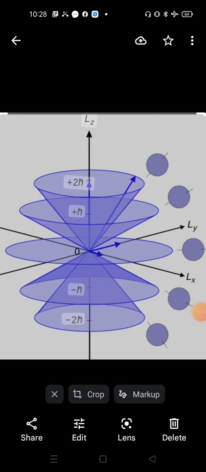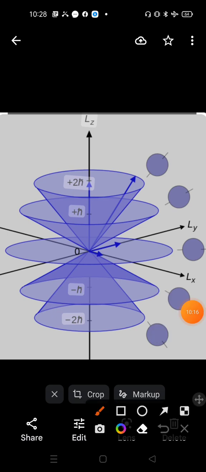So we can illustrate this phenomenon like this. This is the arbitrary z axis where Lz is here, and what is ml here? ml is the projection of L on this Lz. So this is the first projection, second, and similarly in the downside.